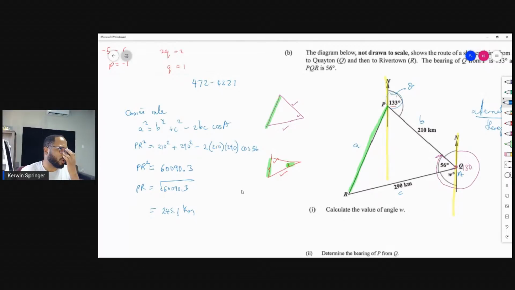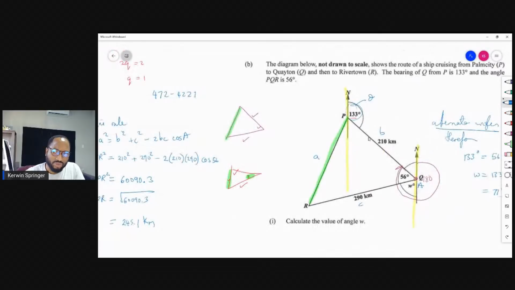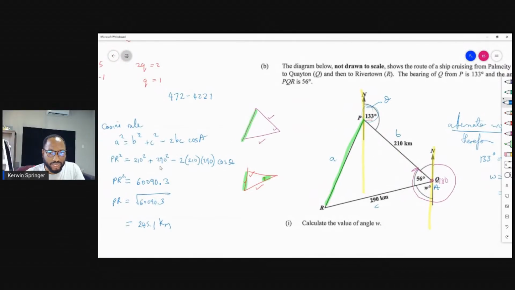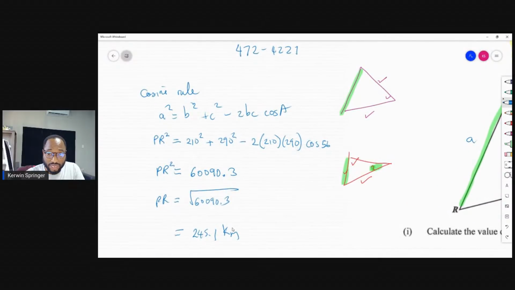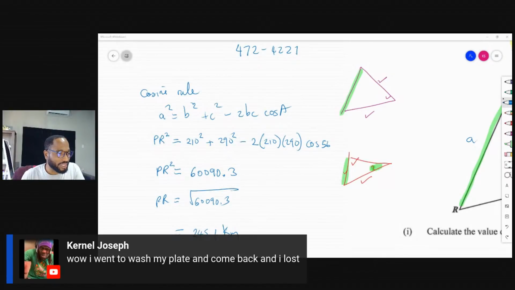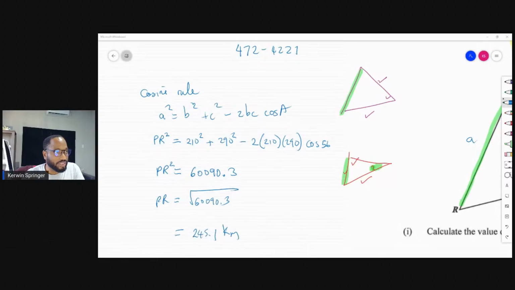No, you can't go and wash no plate when I'm doing cosine rule. I mean, if I'm doing some basic algebra, you could go and wash your plate. But imagine you going out, you don't know this, and you come back after you wash your plate to see this. Not a good look. Once he went and washed the plate and came back and he lost. Hard luck. Should have never washed that plate.